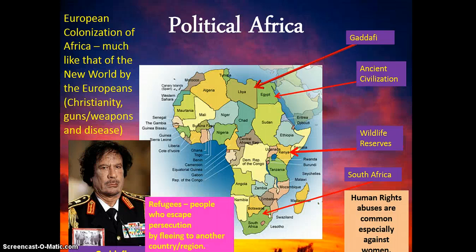Now, human rights abuses, particularly against women in Africa, are common. Refugees, most of you probably already know what refugees or who refugees are, and these are people who escaped persecution by fleeing to another country, and it could be persecution under the law or religious persecution, gender, human rights violations, etc.